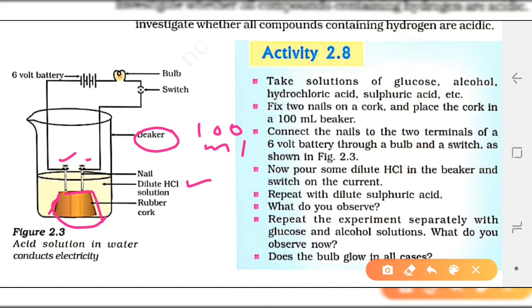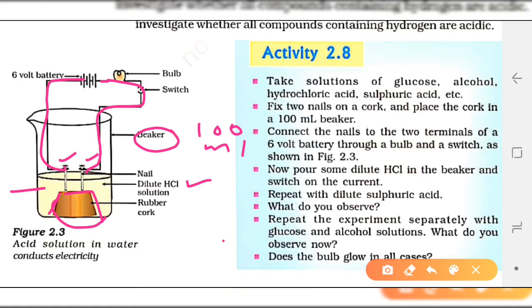Now connect the nails to the terminals of a 6-volt battery through a bulb and switch as shown in figure 2.3. So you have to connect the nails to the terminals. This nail is connected to one terminal of the battery, and this nail is also connected to the other end of the battery. So here you can notice that these connections are done. Now pour some dilute hydrochloric acid in the beaker and switch on the current. So here you can see the dilute hydrochloric acid is used, and when the current is switched on, at that time some reaction takes place in the beaker.